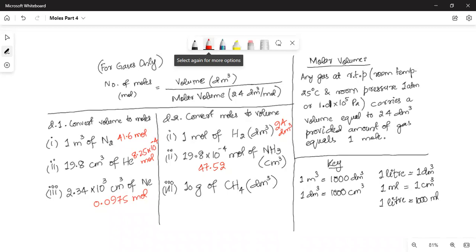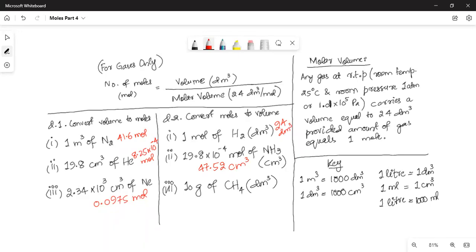Yes, sorry, sir. I multiplied the answer and it's 47.52, but I wrote decimeter cube. I made a mistake in units. Yeah, that is correct. 47.52 centimeter cube.